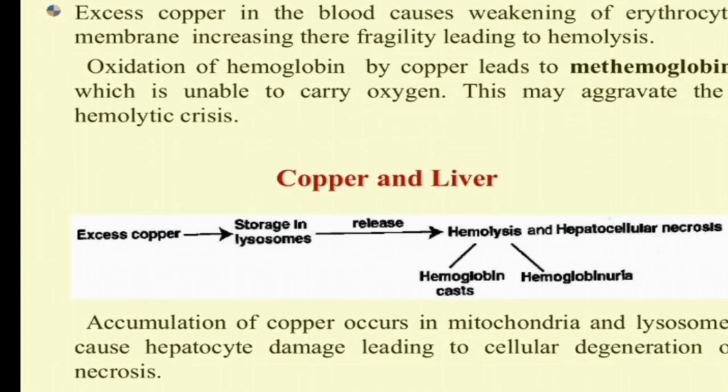So these are the mechanisms of copper toxicity in the nervous system and in the blood. That is, the copper mechanism of toxicity in the nervous system and the copper mechanism of toxicity in the blood. So these are the mechanisms.